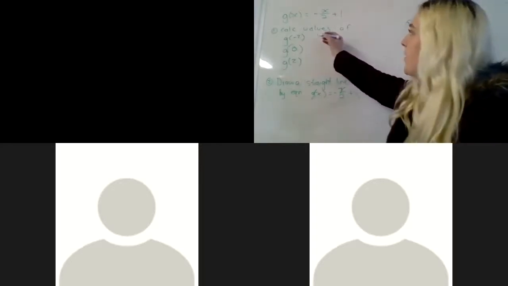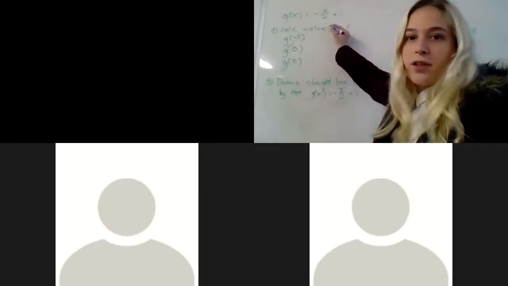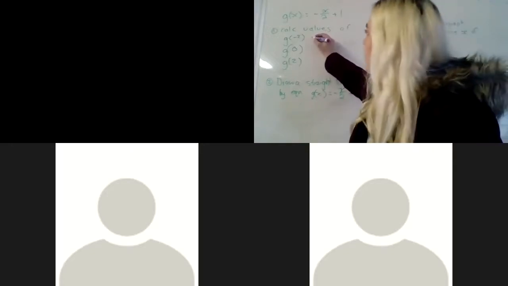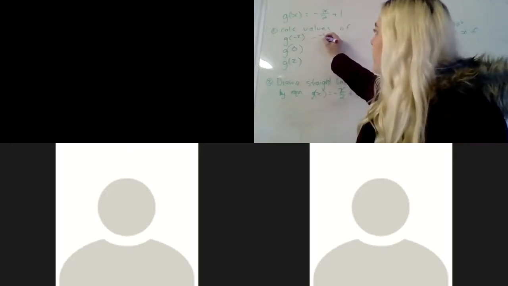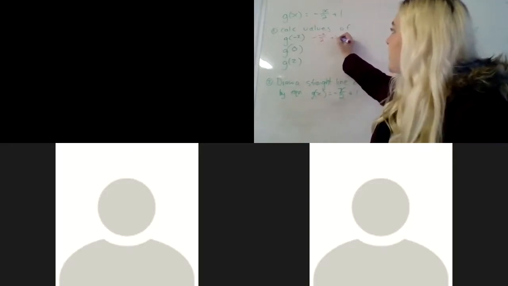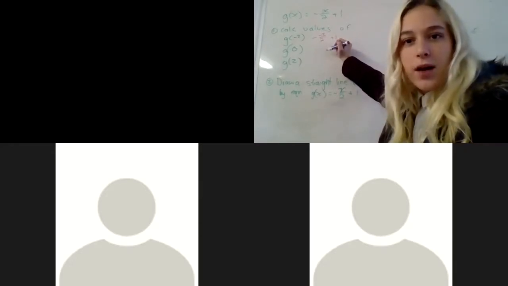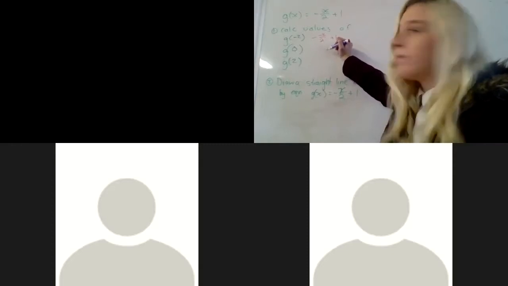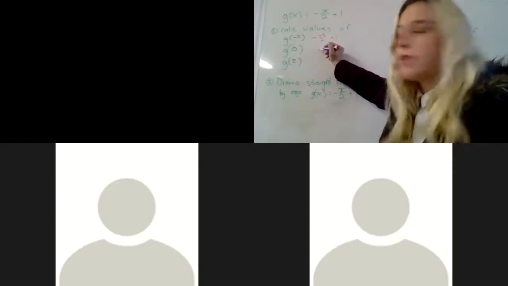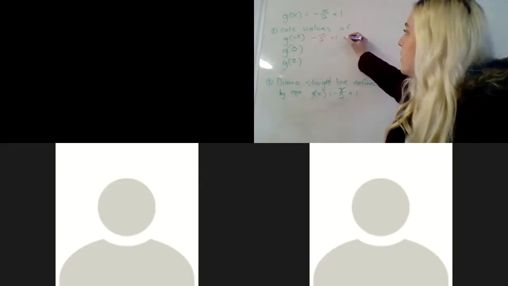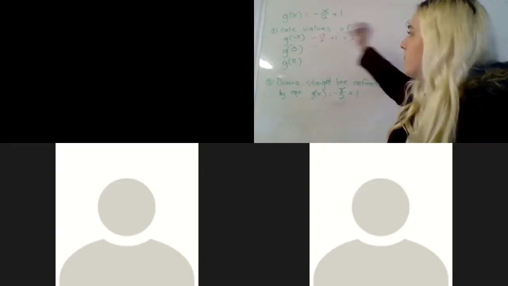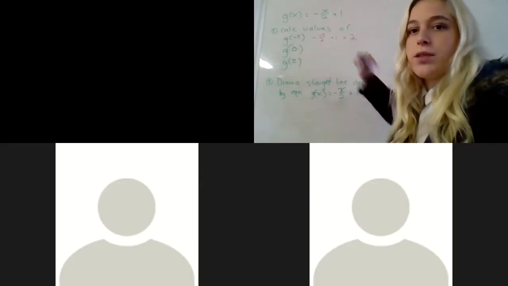So let's see. We're going to just replace our x from our original equation with negative 2. So we're going to get negative 2 over 2 plus 1. Negative 2 over 2 is just going to give us negative 1. Negative 1, our two negatives make it positive. So we get 1 plus 1, which is equal to 2. So g of negative 2 is equal to 2.